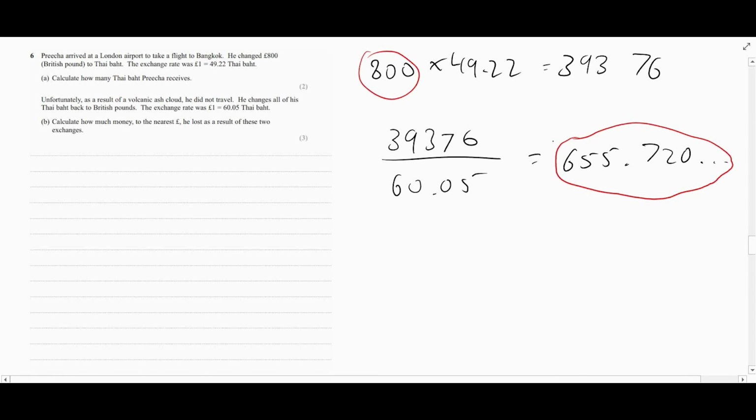So you do that sum, and you basically just get your answer, which is around 144.27. Obviously to the nearest pound, this number is less than 5, so you just have 144 pounds as the approximate amount that you have lost. And that's pretty much it for this question.